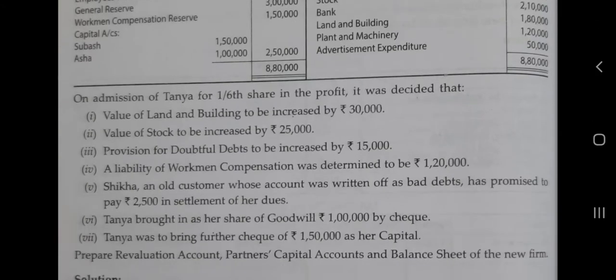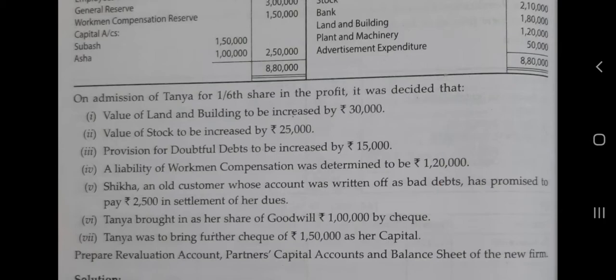Next, we have some points related to the revaluation account: points number 1, 2 and 3. These are very simple points. Land and building is increasing, stock is increasing, and provision for doubtful debts is also increasing. The first 2 points are related to assets, and the third point is related to a liability. We have already covered the revaluation account, and we know what is written on the debit side and what is written on the credit side. An increase in an asset is written on the credit side, and an increase in a liability is written on the debit side.